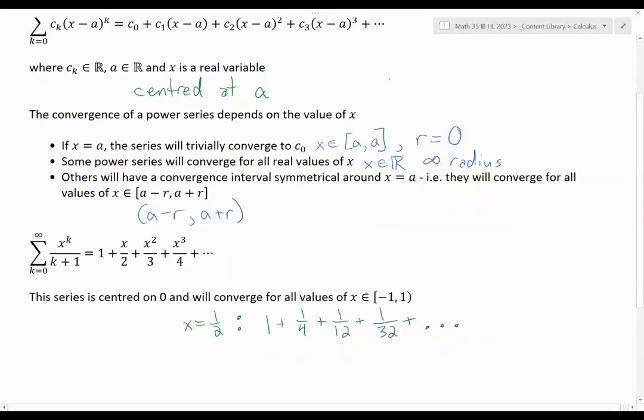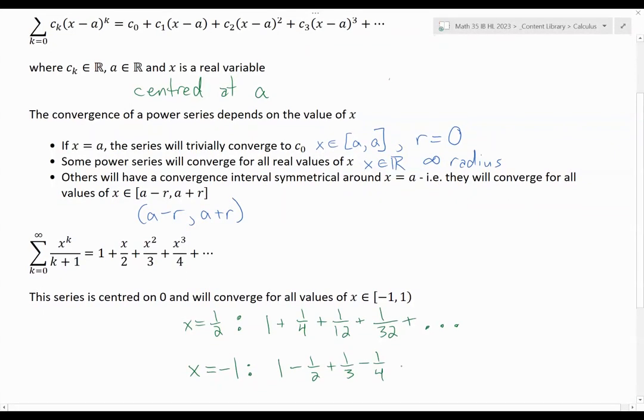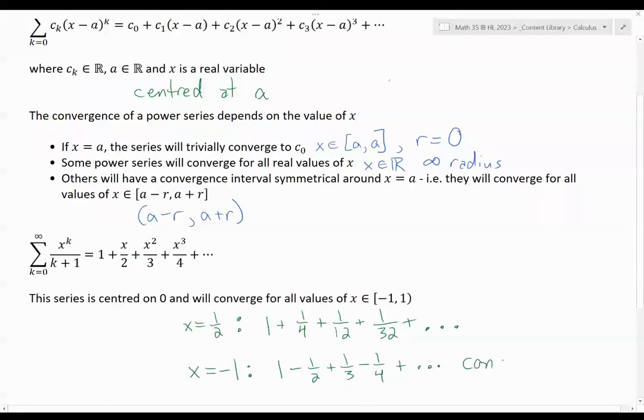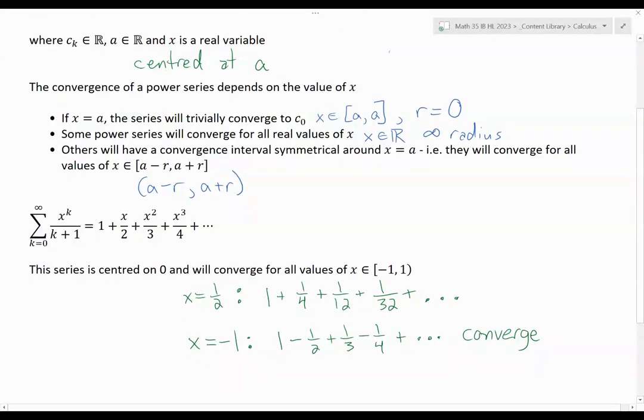Now, at the boundaries, at -1 and 1, for -1 it does converge. So let's look at what that series is. If x equals -1, then what we have is 1 minus 1/2 plus 1/3 minus 1/4 plus 1/5 minus 1/6, and so on. This does converge. This is what's called the alternating harmonic series. The proof of its convergence, again, is beyond the scope of this course, but it does converge.